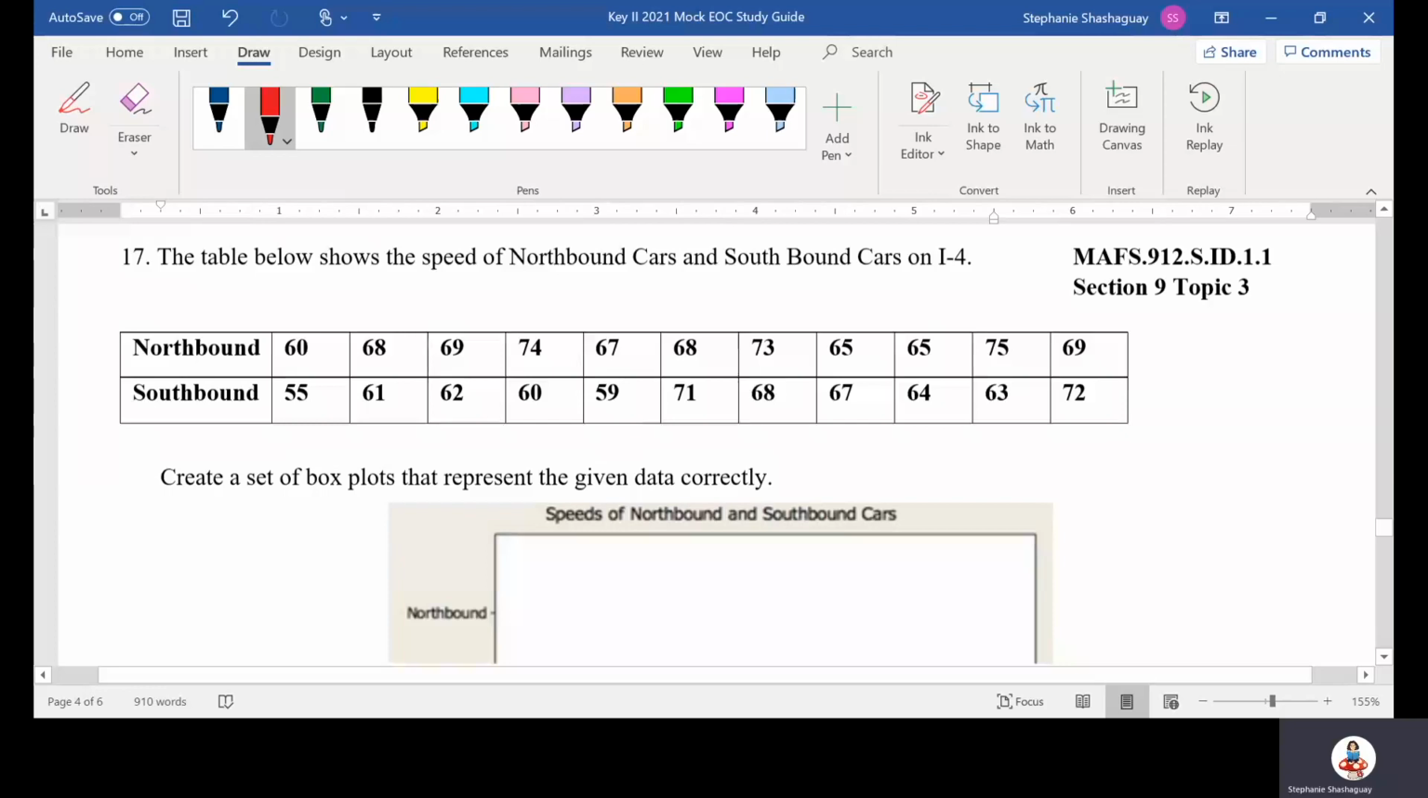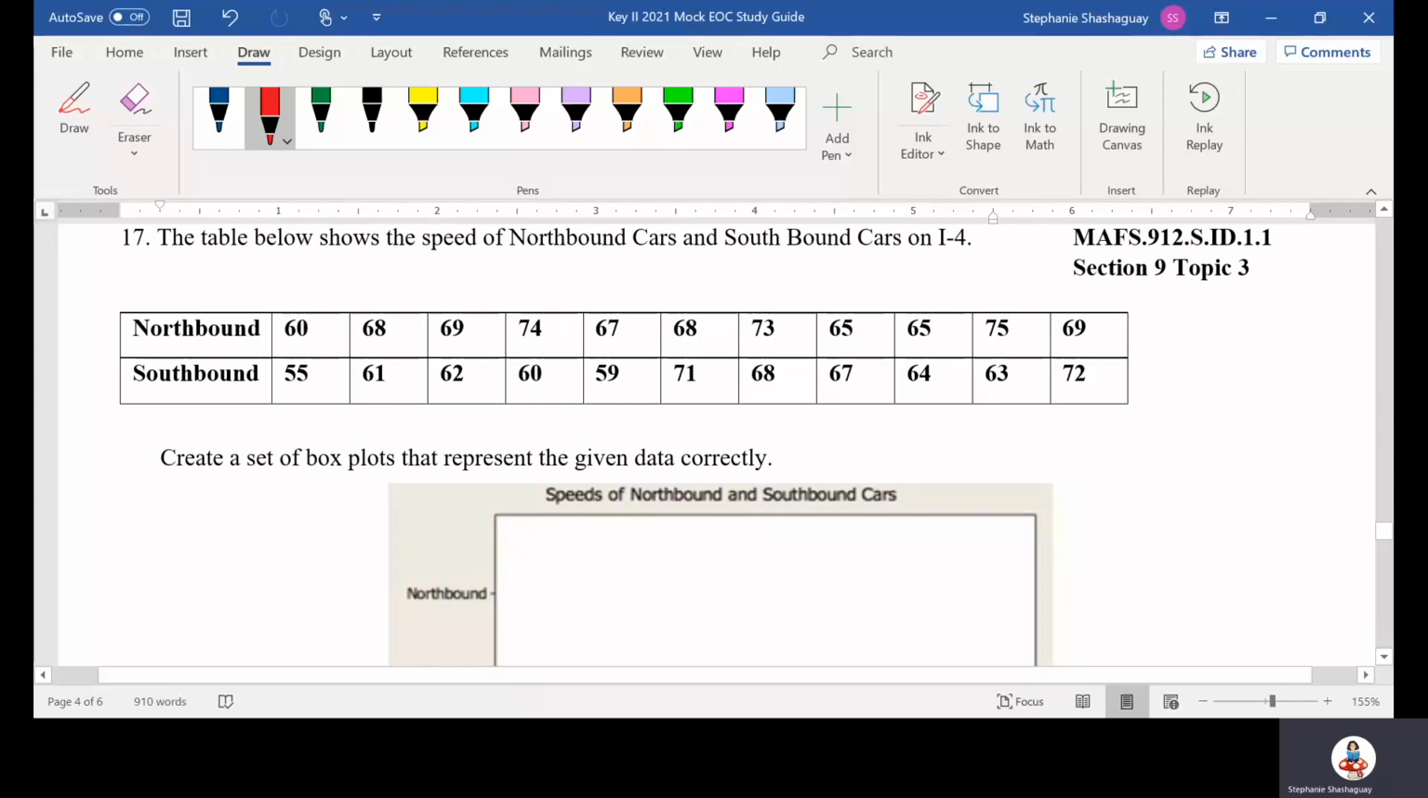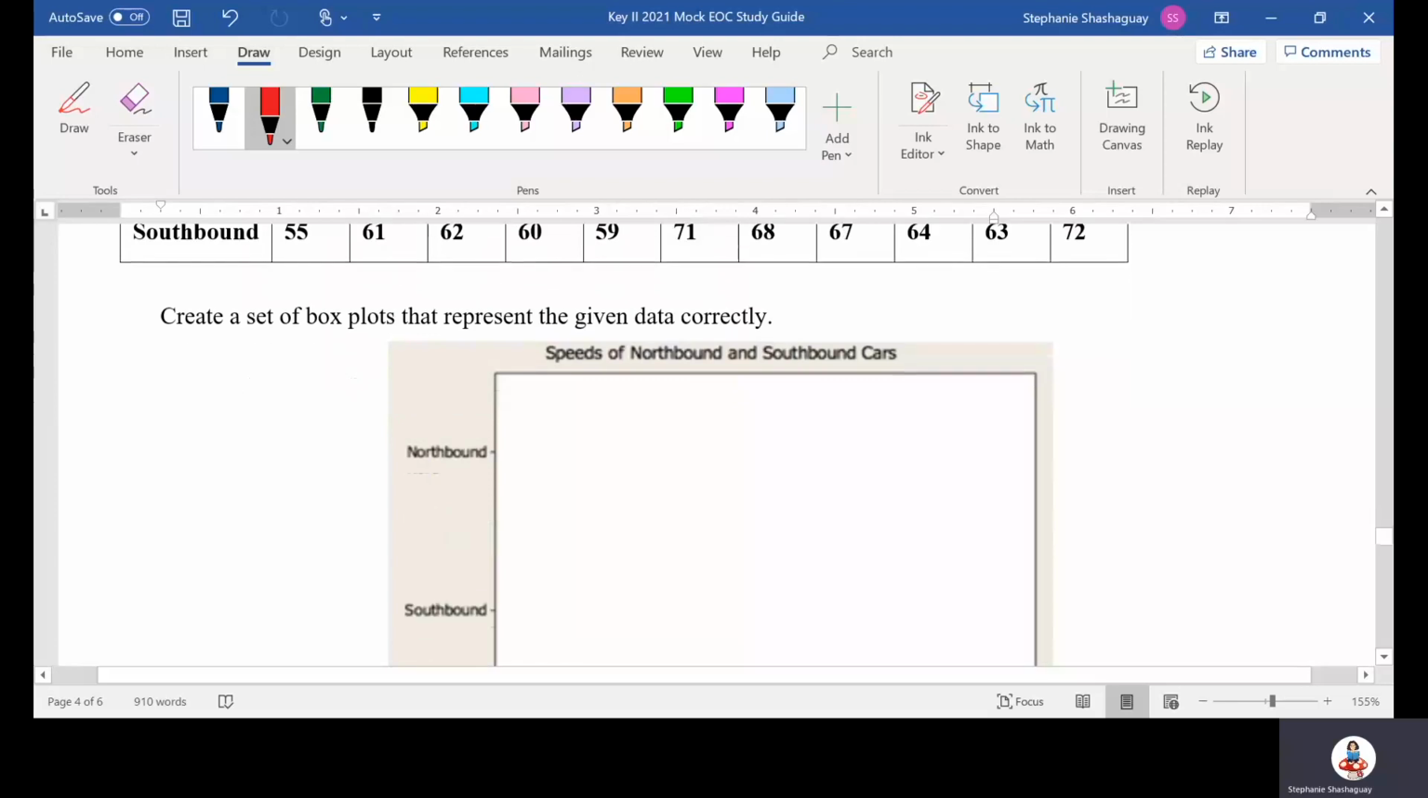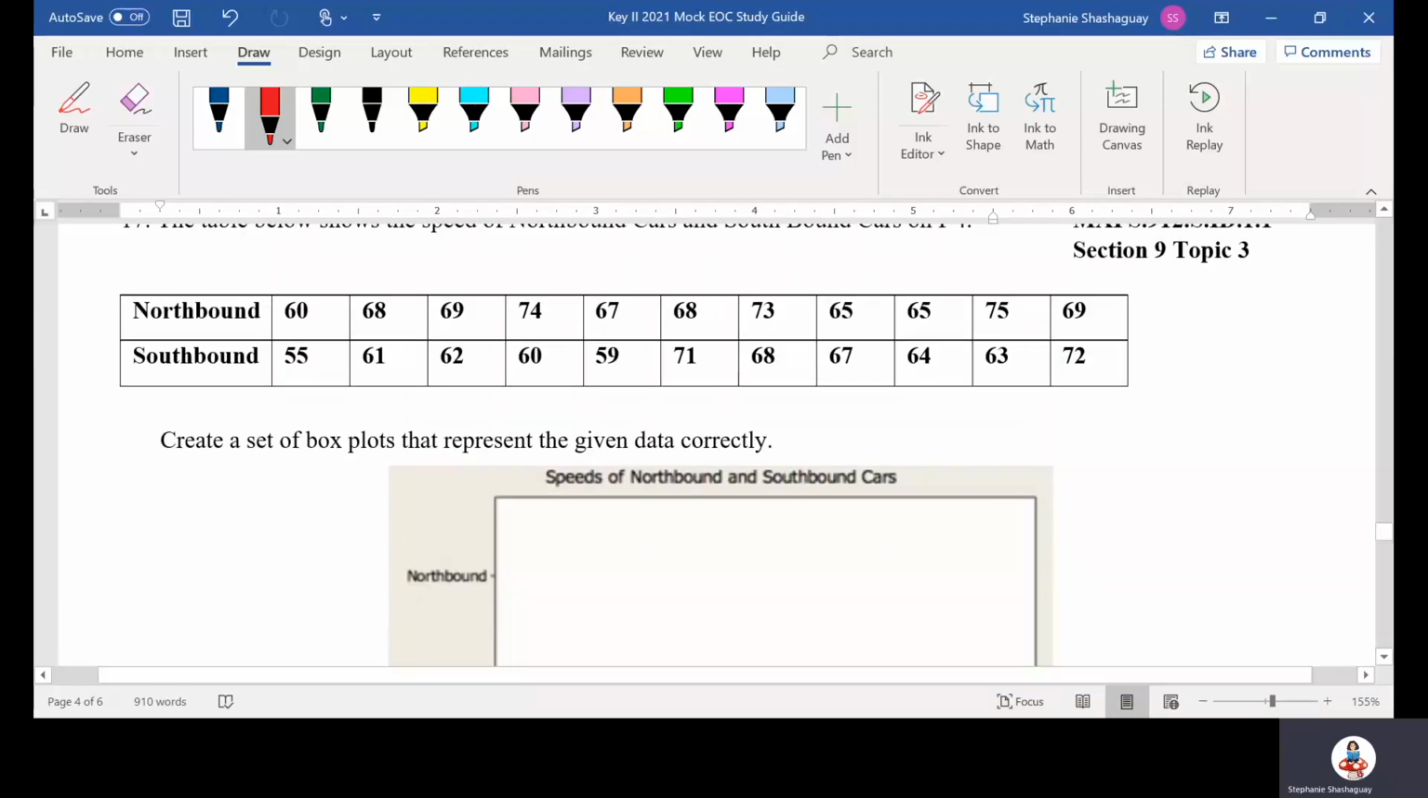Okay, question 17. The table below shows the speed of northbound cars and southbound cars on I-4. Create a set of box plots that represents the given data correctly. So if we look at this, they want us to create a box plot that shows the northbound cars and the southbound cars and the speed that they are going based on the data.